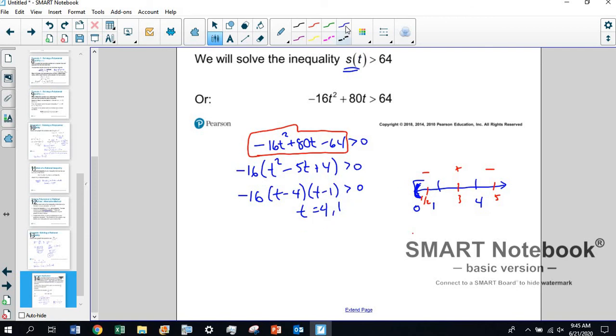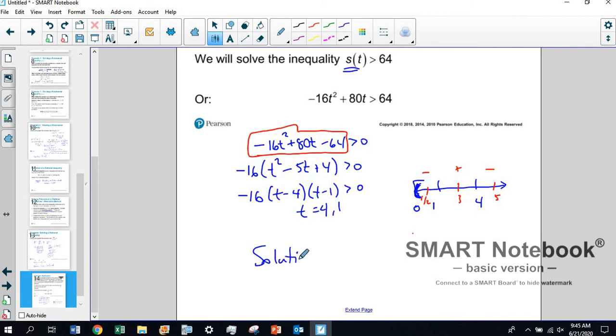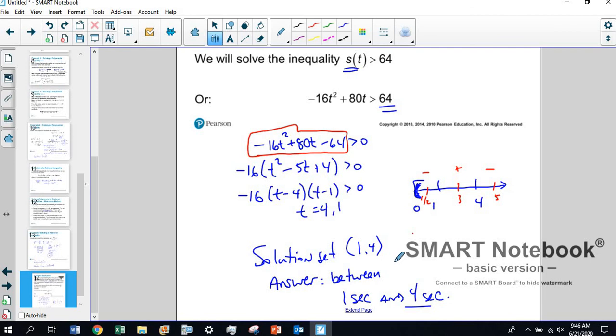That tells me that the solution set is when? 1 to 4. And so my answer is between 1 second and 4 seconds. In between 1 and 4 is when I'm greater than 64 feet off the ground.